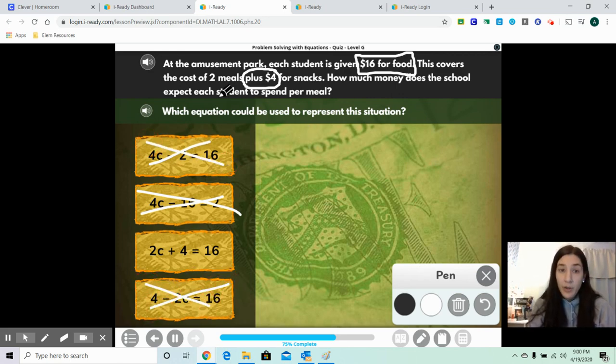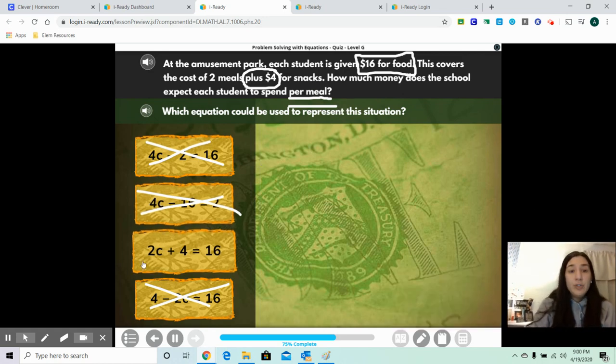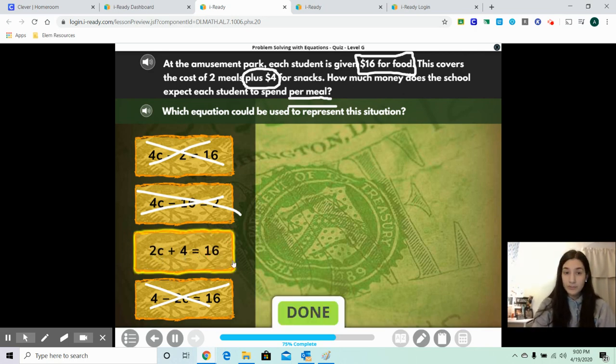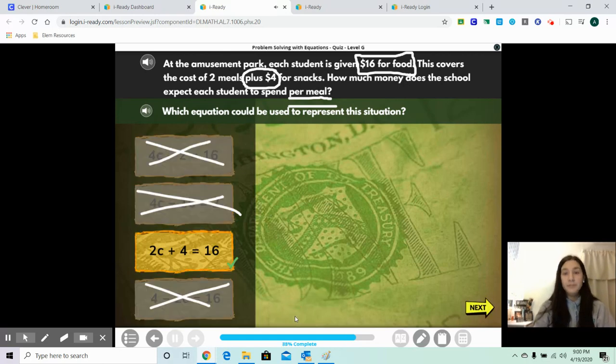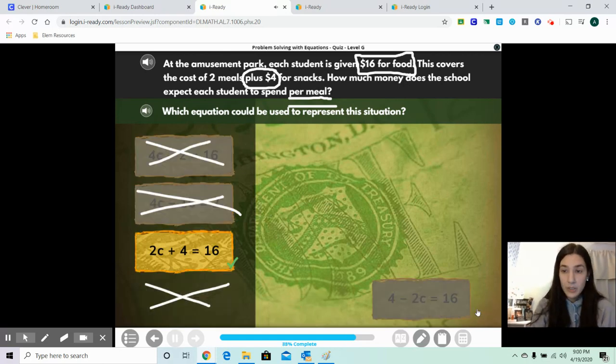But let's go in. We also know 2 meals, we don't know how much to spend per meal. Remember, per and of are our keywords that help us know which number goes with which variable. Okay, so right here we have 2 meals times the cost of that meal plus our $4 for snacks is equal to our total. Next question.